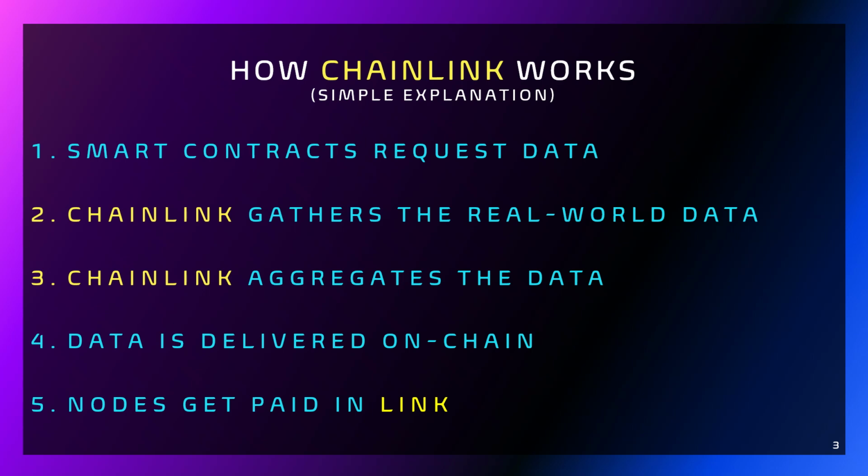Then Chainlink aggregates that data. It averages and verifies the data to avoid manipulation. Then data is delivered on chain. The verified information is fed to the smart contract. Then nodes get paid in Link. Node operators earn Link tokens for providing accurate, reliable data. So that's a very simple explanation of how Chainlink works.